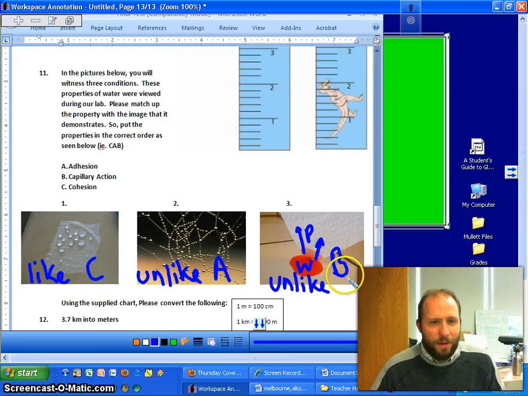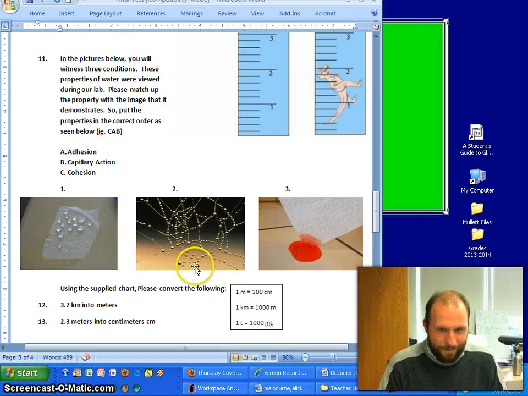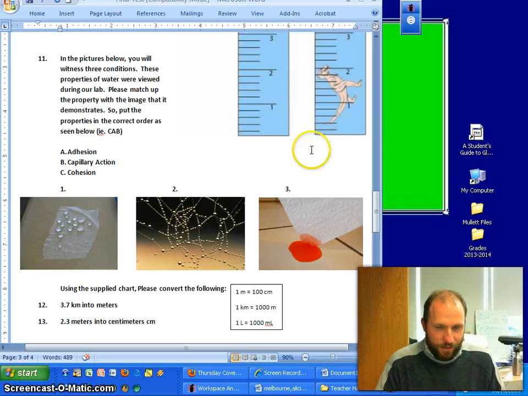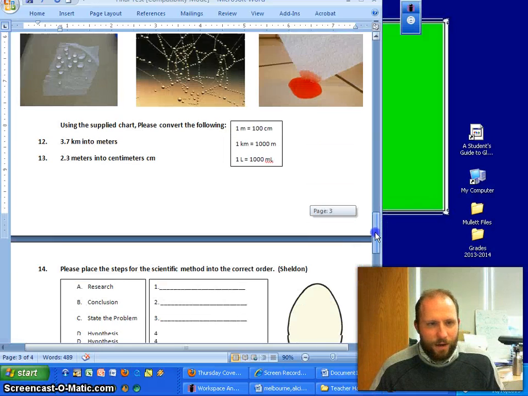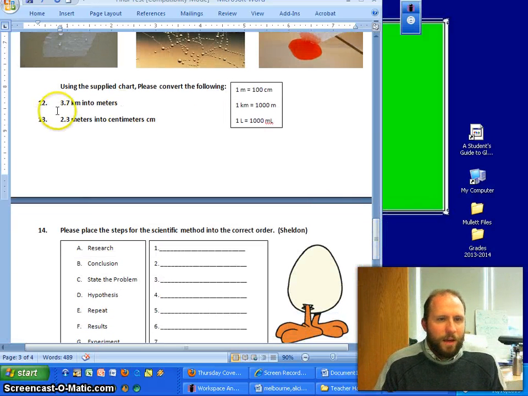Alright, good job. Better make sure that I adjust this example over here. Alrighty. Last few questions. Looks like 3 or 4 actually. Alright. Make some conversions using the supplied chart.